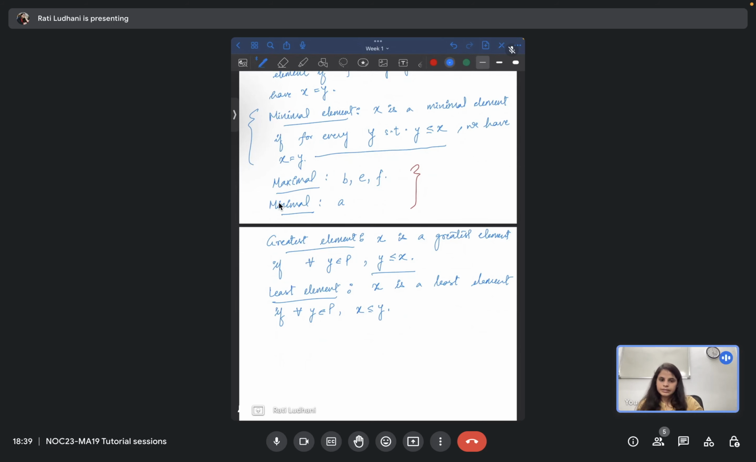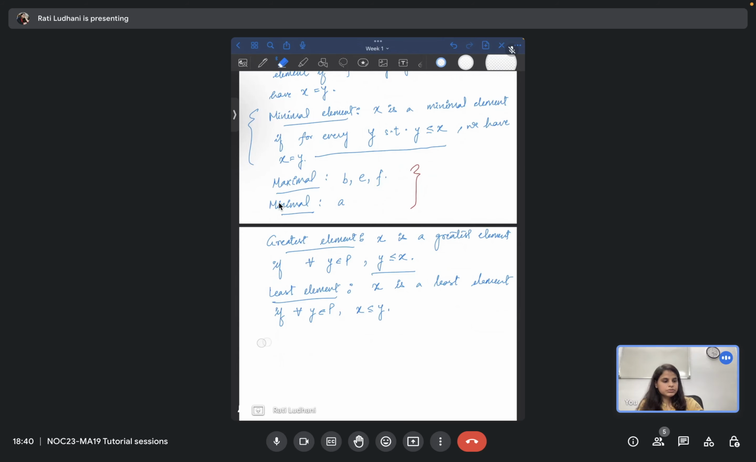Exactly, very good. So if there exists some element, let's say x, then it should be greater than or equal to b. And similarly, you should have all these relations. If you can have it, then you are done. But that is not true. Exactly. Very good. What about the least element?